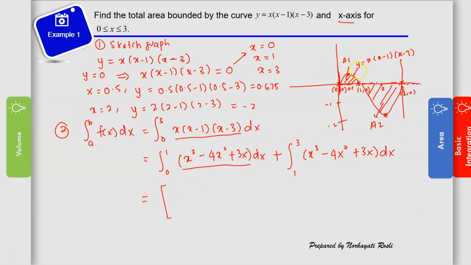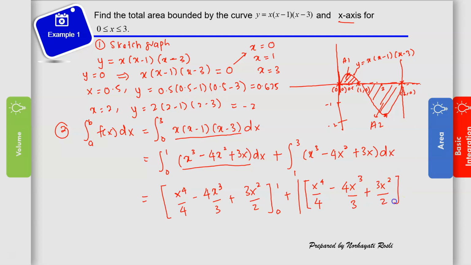This one is a positive side. So we'll get here x to the power of 4 divided by 4 minus 4x to the power of 3 divided by 3 plus 3x to the power of 2 divided by 2, which is from 0 to 1. And then plus, this one is the negative side. Remember, you need to ignore the negative sign, so we put here absolute value. So we get this one, x to the power of 4 divided by 4 minus 4x cubed divided by 3 plus 3x squared divided by 2, which is from 1 up to 3. And this one is in terms of absolute value.